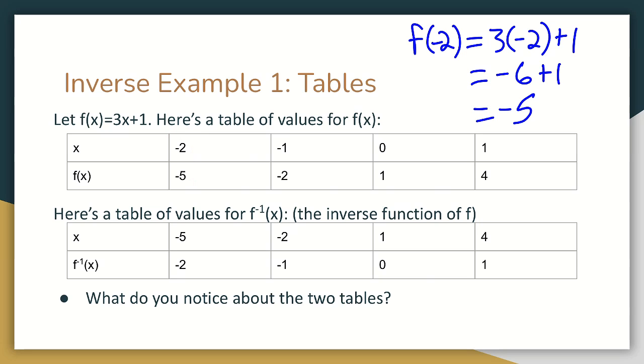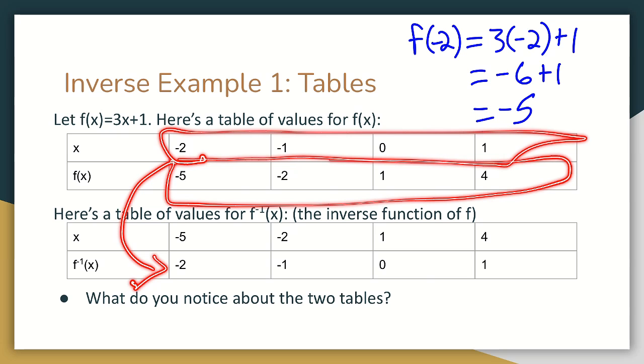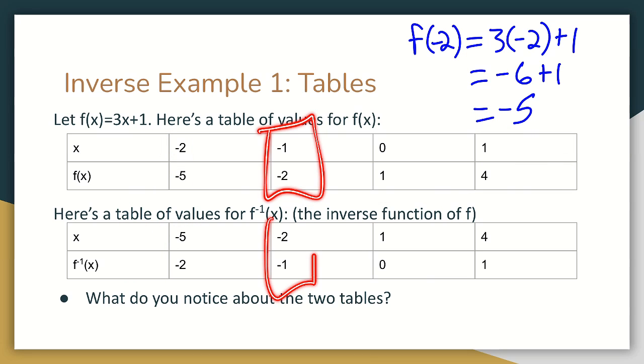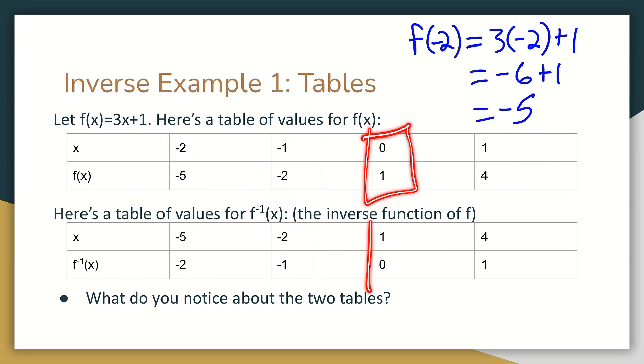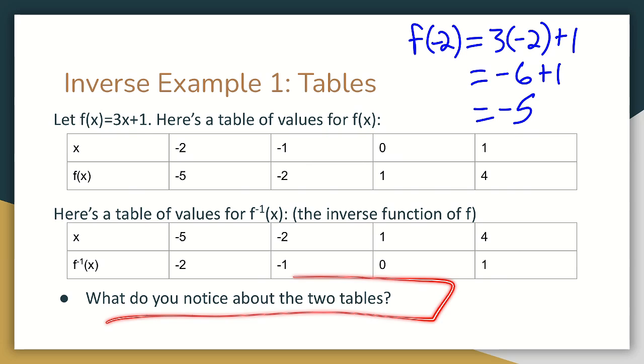So notice that all we've done is we've taken all of the inputs and switched them to outputs, and we've taken all of the outputs and switched them to the inputs. However, they still line up with each other. The input and the output stay together in f and its inverse. How would you describe this if you were going to describe it? And that will answer our question here. What do you notice about the two tables?